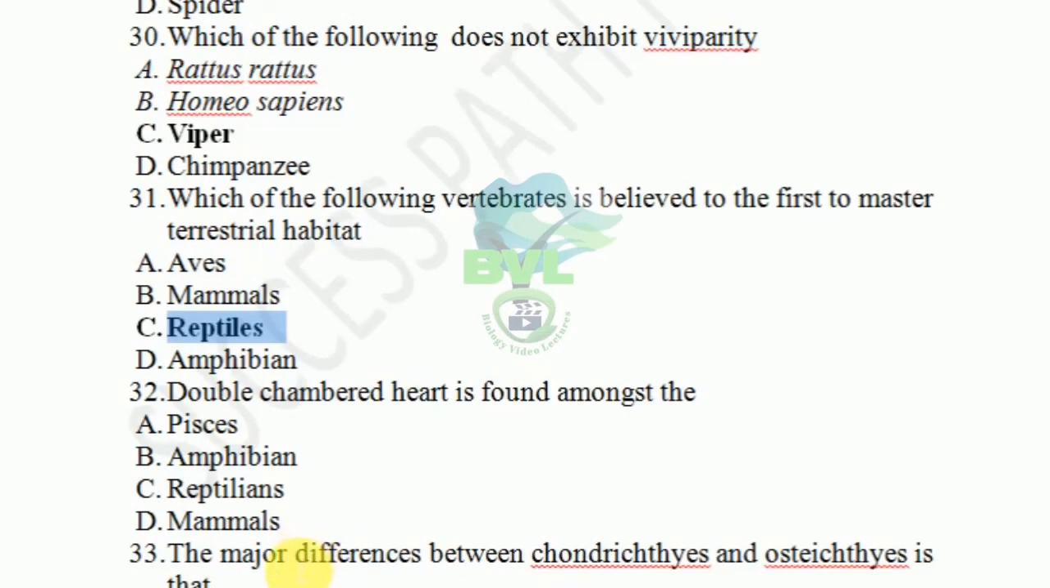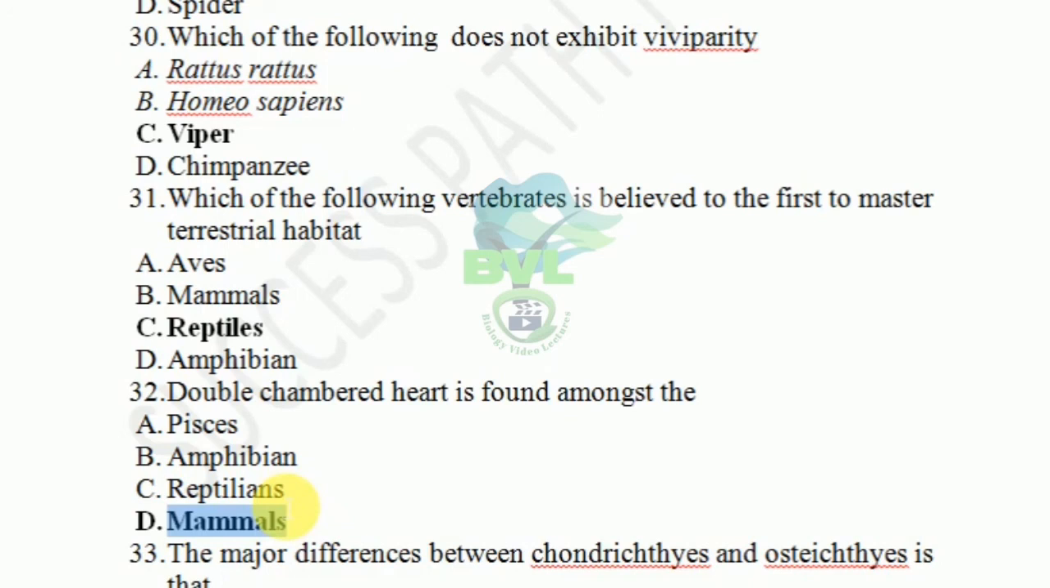Double chambered heart is found amongst your mammals. Let me explain that now. In Pisces, you have just one auricle and one ventricle. For amphibia, you have two auricles, one ventricle. Alright? In reptilia, you have two auricles, two ventricles, but those two auricles and two ventricles are not fully divided into right and left parts.